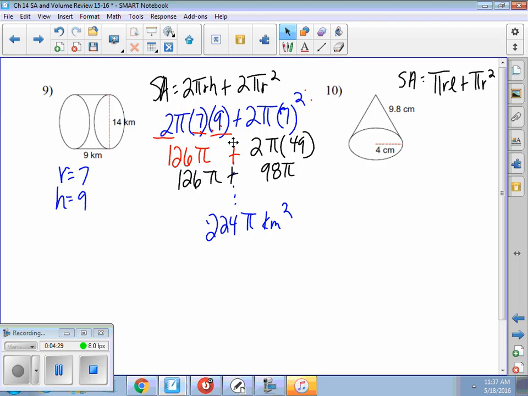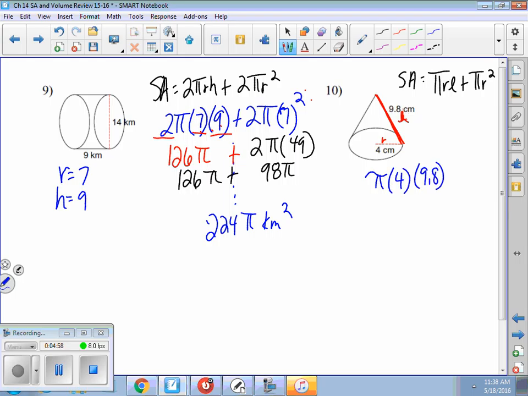Okay, the key to this, do we know the radius? 4. Okay, do we know the L? Yes, we should know it. Yes, guys, it's slanted. Y'all know what slanted means, right? To the side. So we have the R, we have the L. 9.8 is L. The radius is 4.